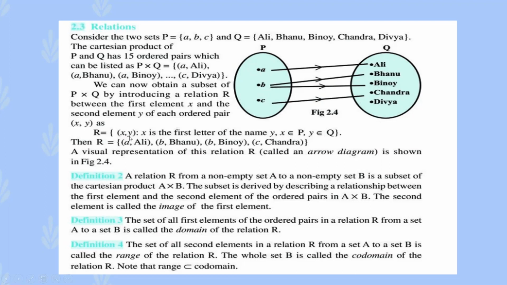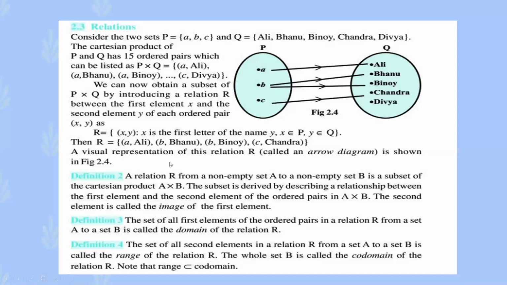Now this is being told to show you what a relation means. See here the relation they had given: x comma y such that x is the first letter of the name y. Now what all pairs will be there in this relation? This is only A Ali, B Bhanu, B Binoy, and C Chandra. Out of those 15 ordered pairs, now only 4 ordered pairs are coming in this relation.